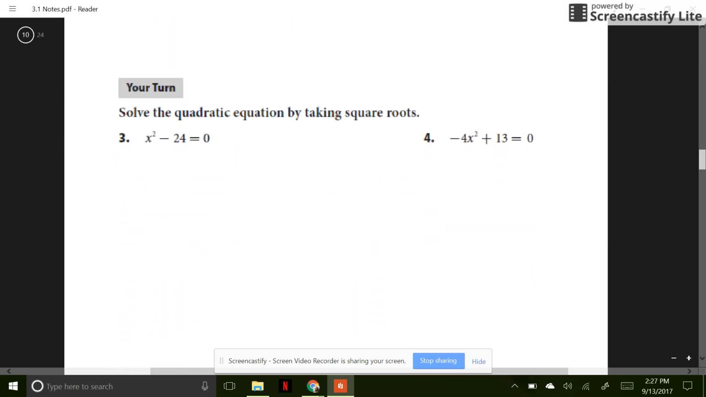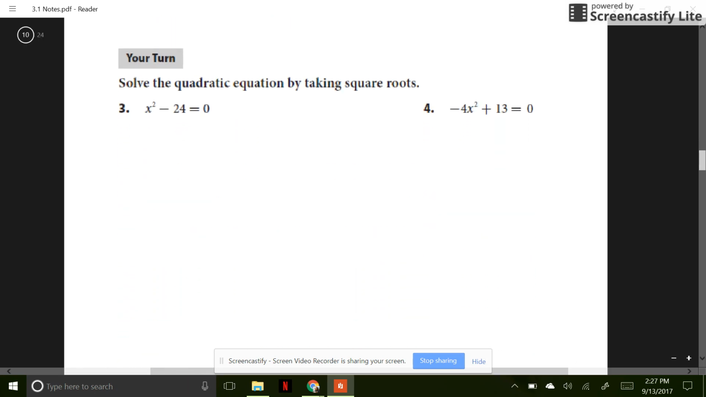And we'll do one more here. I guess this one more page. So again, isolating our squared term, x squared is going to be 24. We take the square root of both sides. So x is plus or minus root 24.